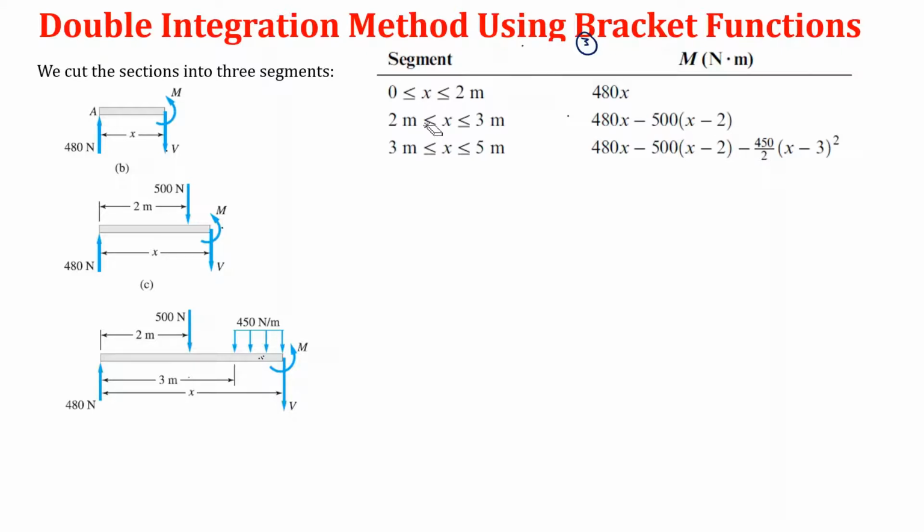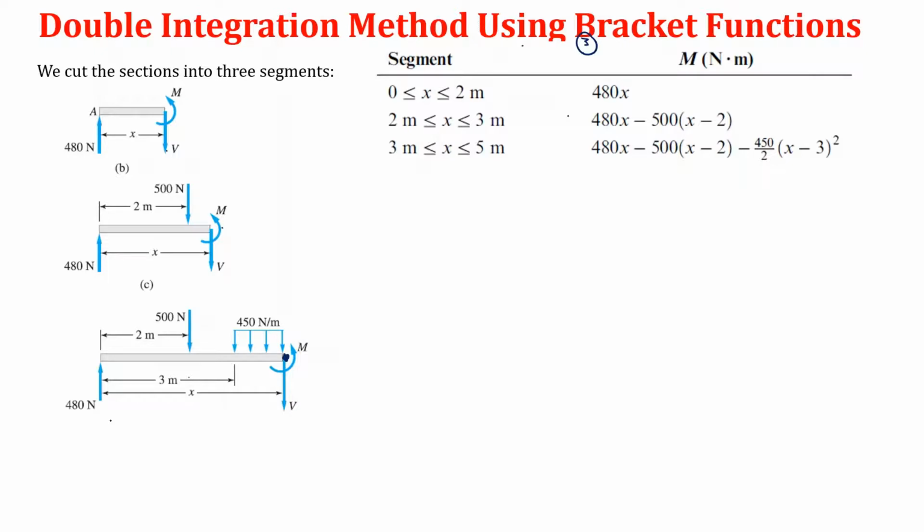And then, when x is greater than 3 but less than 5, until the end, take moments about the cut, say clockwise is positive. So 480x minus 500 times the moment arm about the cut, which is the total distance x minus 2, minus the 450 uniformly distributed load. 450 times x minus 3 times x minus 3 over 2. Maybe you're confused. I take the moment here at the cut.